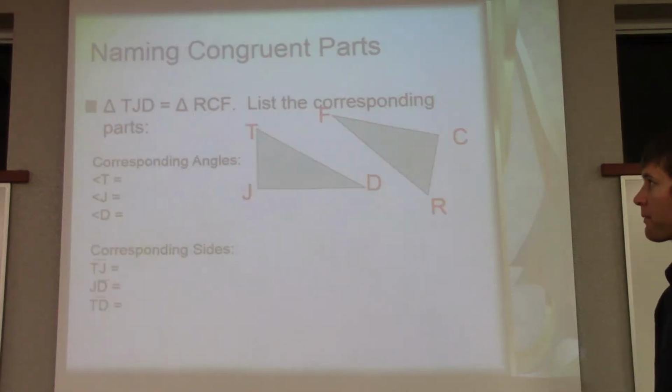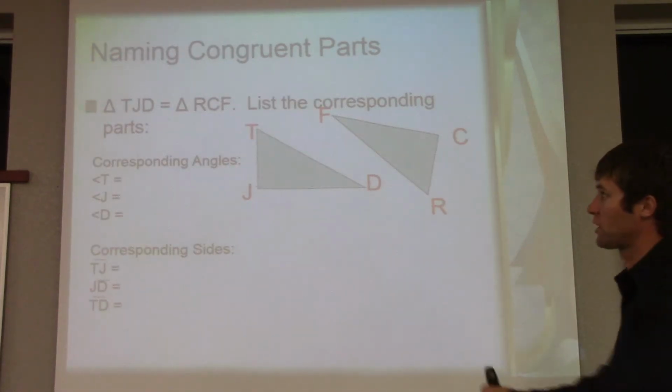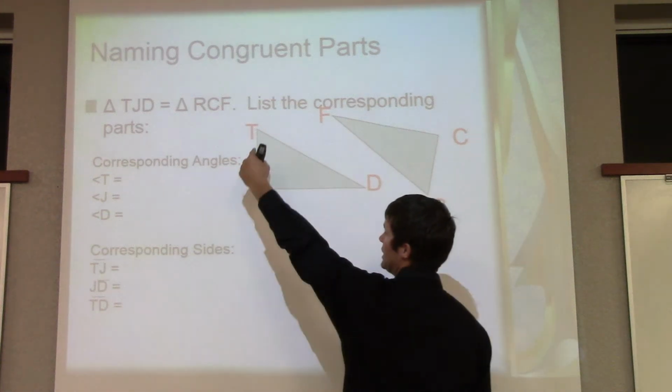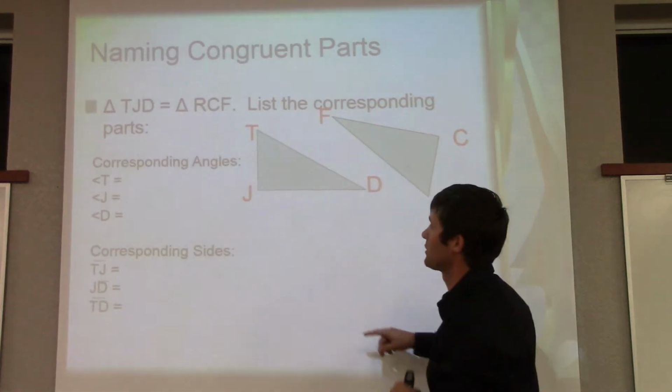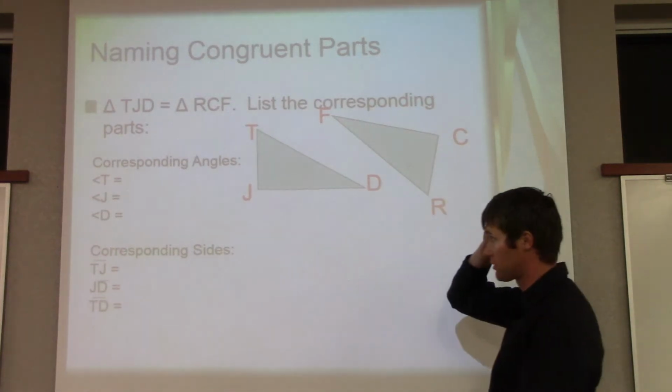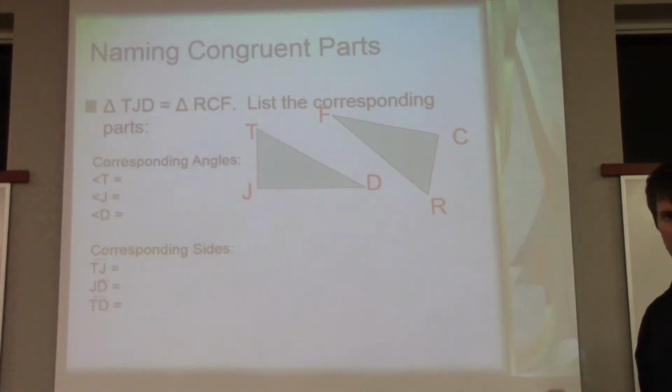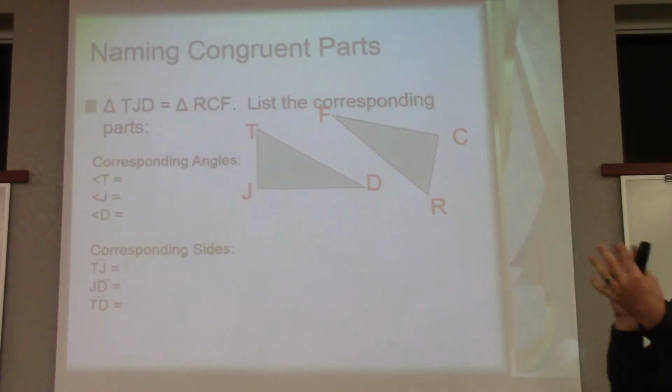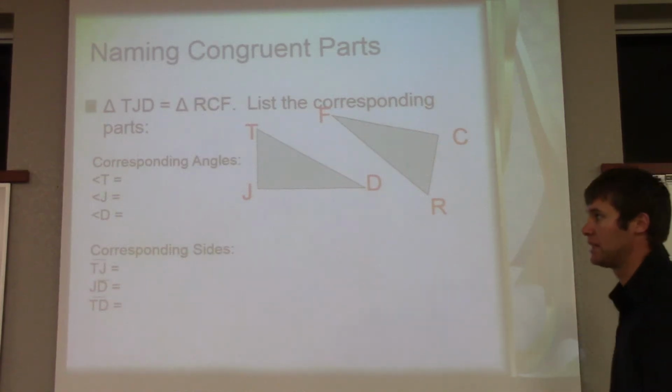So here's an example. They say triangle TJD, so we go in the same order, RCF, are congruent. So what parts correspond then? If they're congruent, then the whole thing is equal, and each little part will be equal.